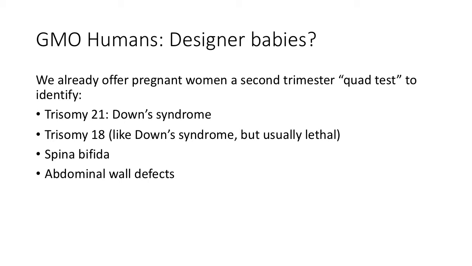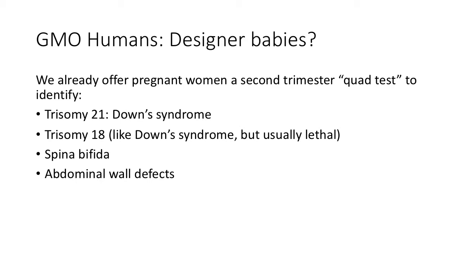Now, on the other hand, this is a slippery slope because we already do some kind of genetic modification in the sense that we can select against human offspring that have certain traits already. Specifically, most pregnant women in their second trimester are offered a quad test that tests for 4 different substances that helps doctors identify whether a fetus is likely to have Down syndrome, which is caused by having an extra copy of chromosome 21, another syndrome, which is caused by having an extra copy of chromosome 18, and then spina bifida and also abdominal wall defects.